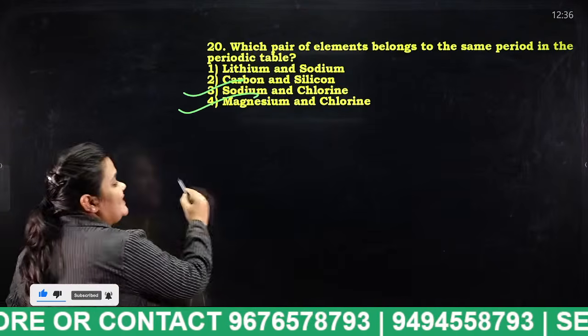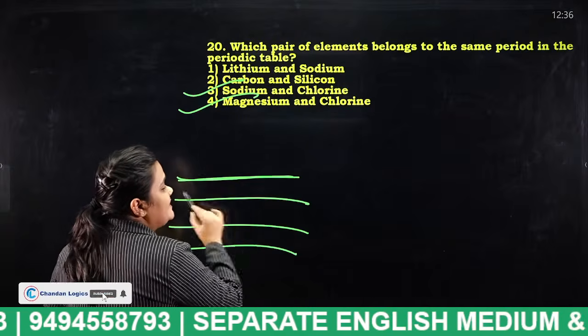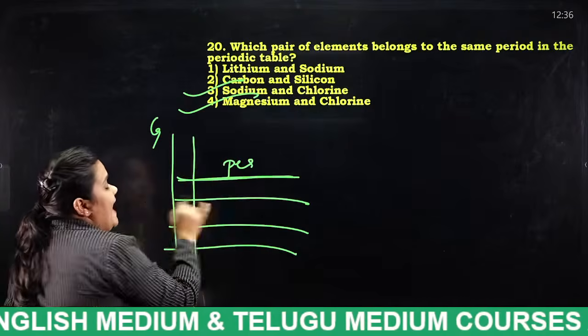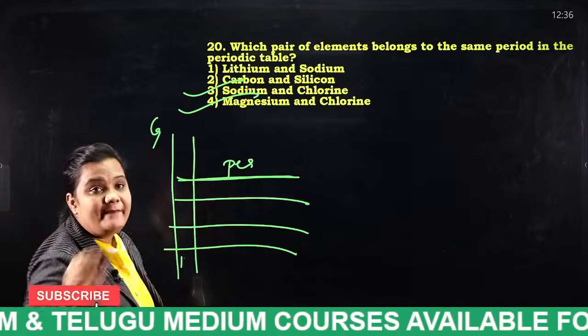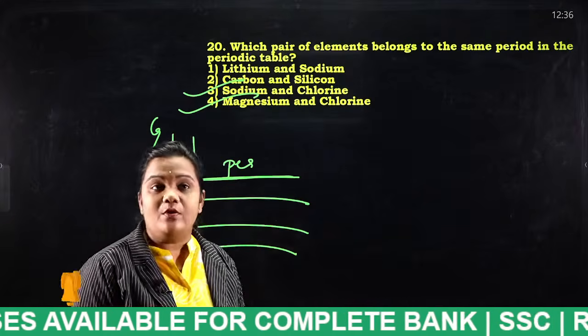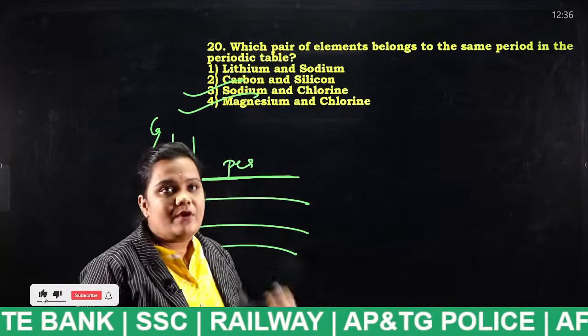Period means nothing but what? Rows. In the periodic table, the horizontal lines are known as periods, and the vertical lines are known as groups. Sodium, chlorine and magnesium, these three appear in period 3 of the periodic table. So options 3 and 4, both are correct in the given question.